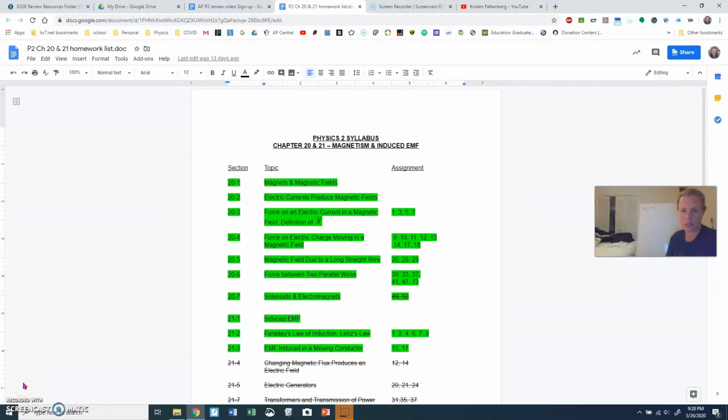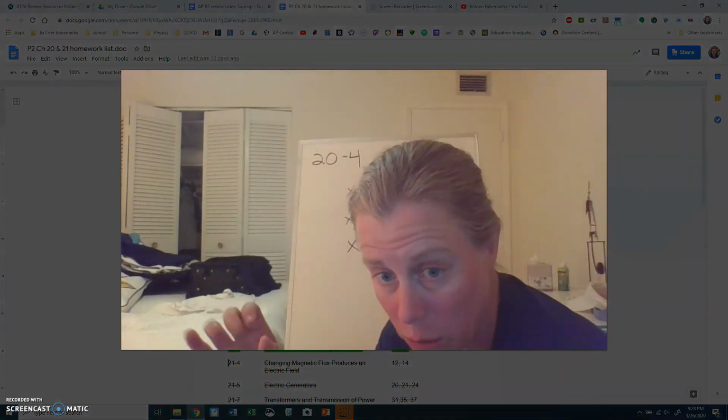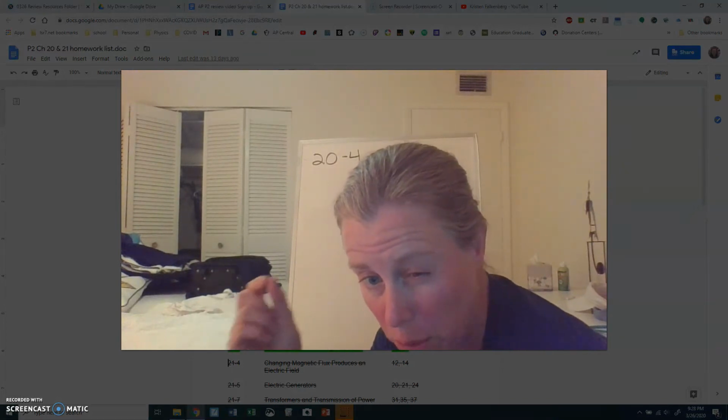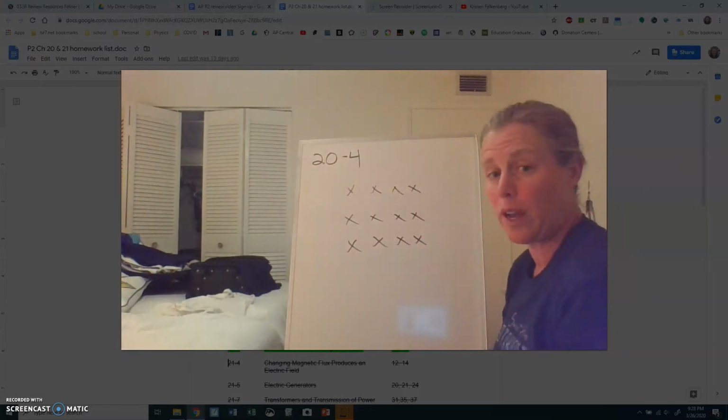Hey, getting into 20-4. That is a force on an electric charge moving in a magnetic field. So if a current-carrying conductor creates a magnetic field, and that's because of moving charge, why is a magnetic field limited just to moving charge in a conductor? What if the charge is moving without a conductor? What if we're able to project or move or shoot a charge through a magnetic field, and what would happen?